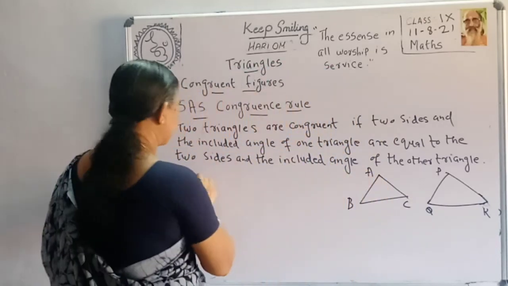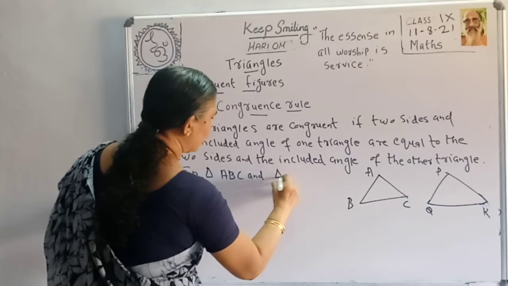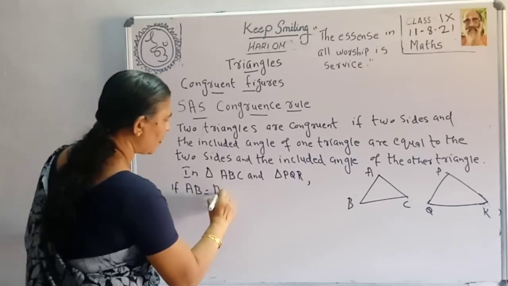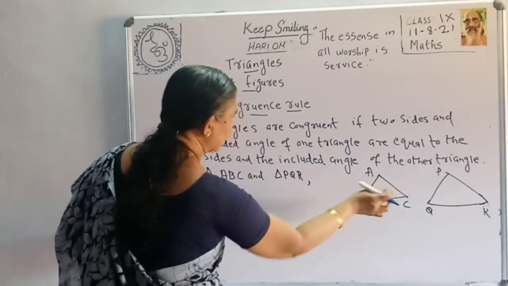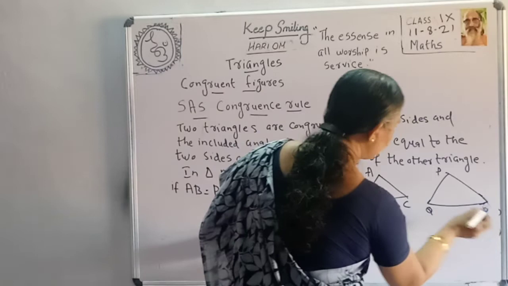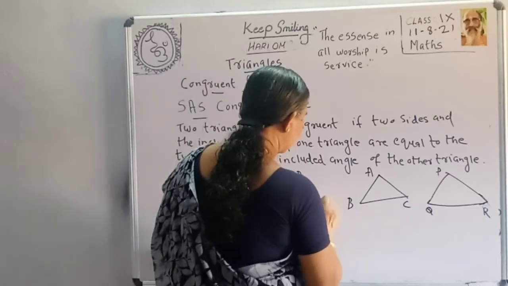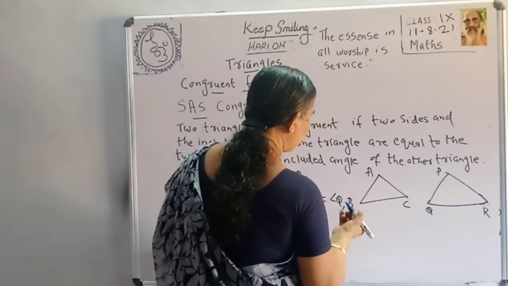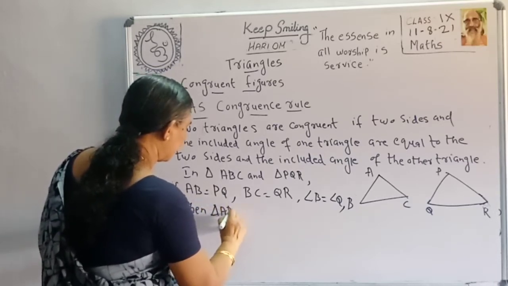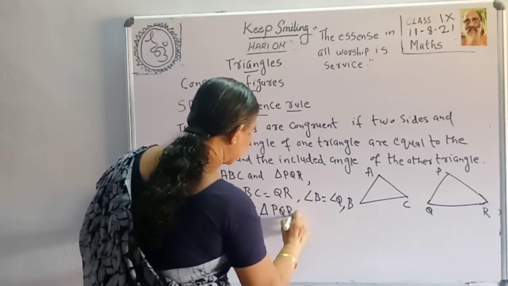Here, in triangle ABC and triangle PQR, AB is equal to PQ, BC is equal to QR, and angle B is equal to angle Q. Then we can say that triangle ABC is congruent to triangle PQR by SAS. This is the symbol for congruence. This is the SAS congruence rule.